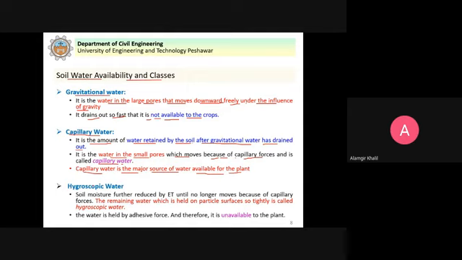The third one is the hygroscopic water. It is the soil moisture further reduced by evapotranspiration until it no longer moves because of capillary forces. The remaining water, which is held on particle surfaces so tightly, is called hygroscopic water.